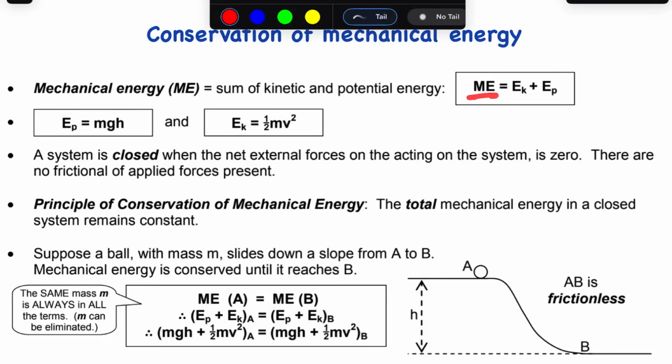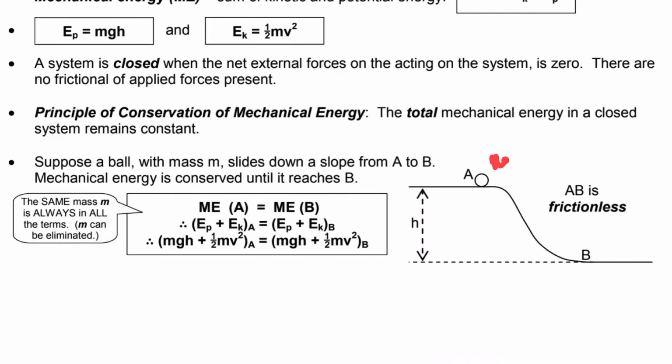So here it is. ME, which is mechanical energy, is the sum of kinetic energy and gravitational potential energy. Just a little bit of reminder. What is gravitational potential energy? Gravitational potential energy is an energy due to height. If you have an object at a height, that object possesses gravitational potential energy because it has a height. So you take its mass and multiply by the gravitational acceleration times its height, and it will have gravitational potential energy.